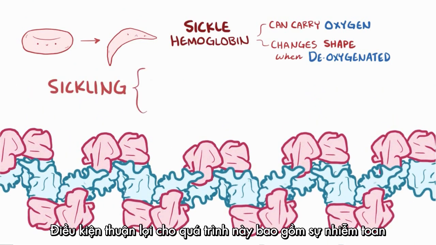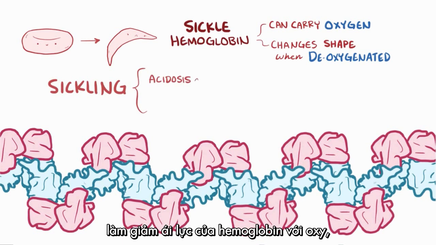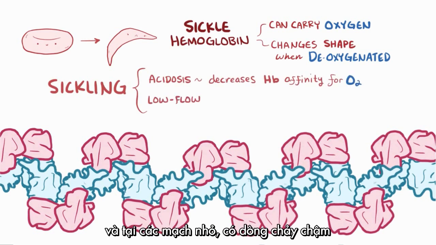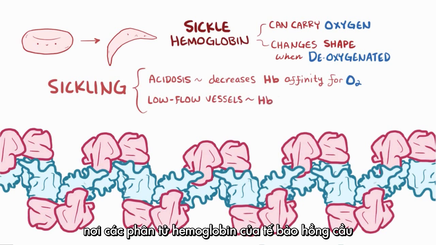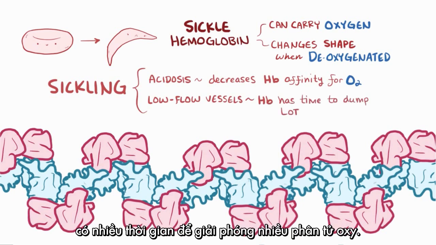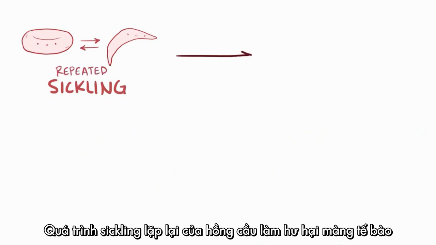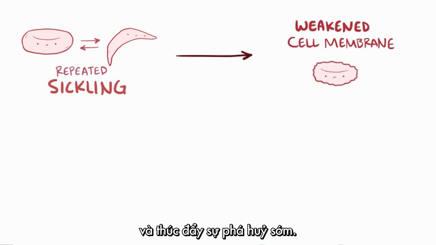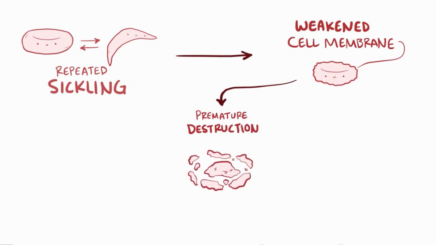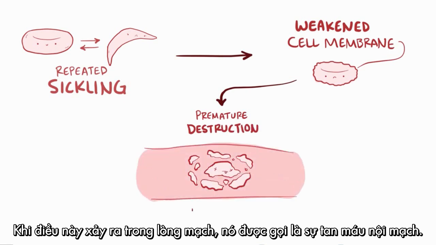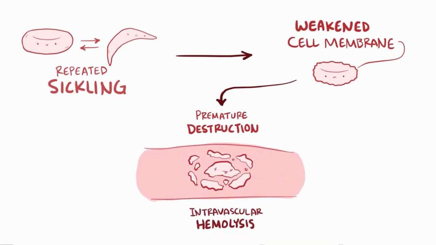Conditions favorable for sickling include acidosis, which decreases hemoglobin's affinity for oxygen, and small, low-flow vessels where red blood cells' hemoglobin molecules have plenty of time to dump lots of oxygen molecules. Repeated sickling of red blood cells damages their cell membranes and promotes premature destruction. Since this happens within the vasculature, it's called intravascular hemolysis.